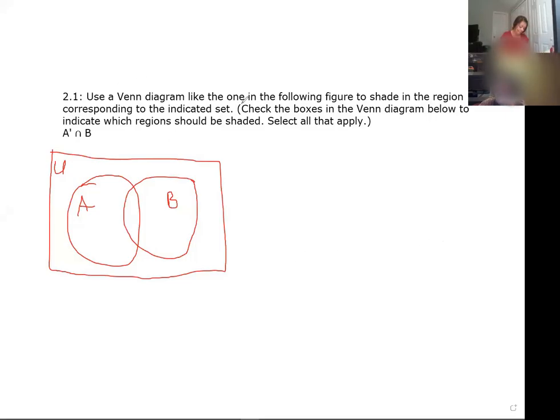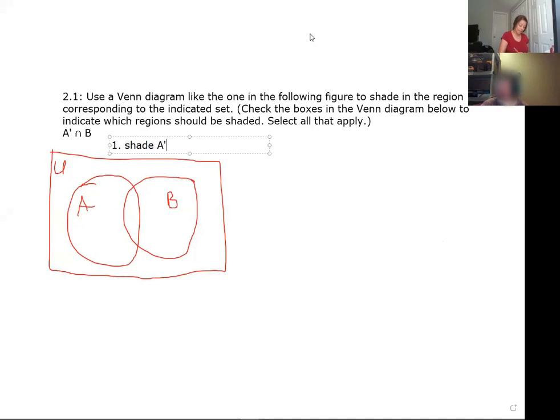Okay, so we are using a Venn diagram to shade the region indicated. So we've got A prime intersect with B. When I do these types of problems, I do them in steps. So step one for me is to shade A prime.